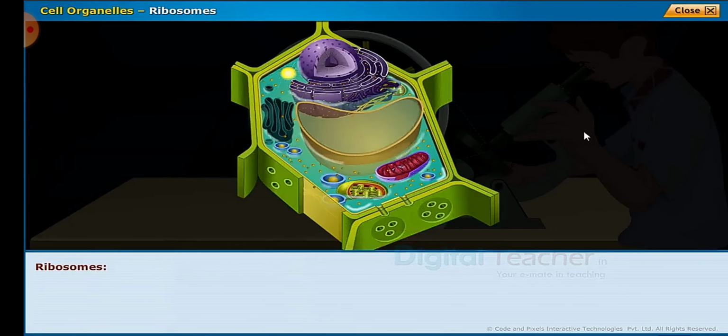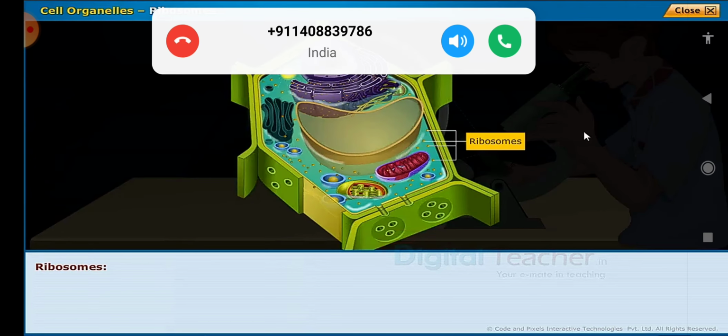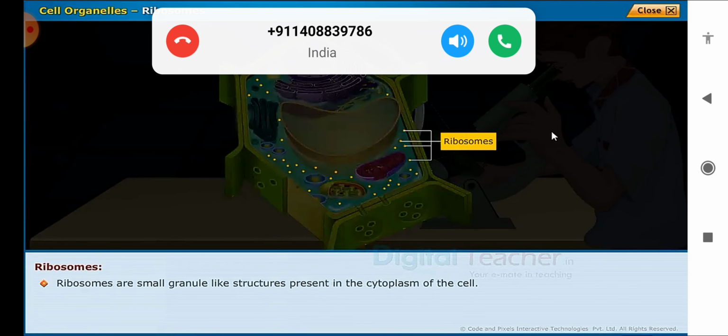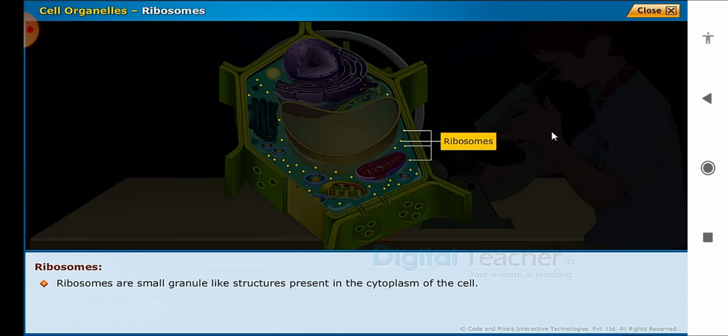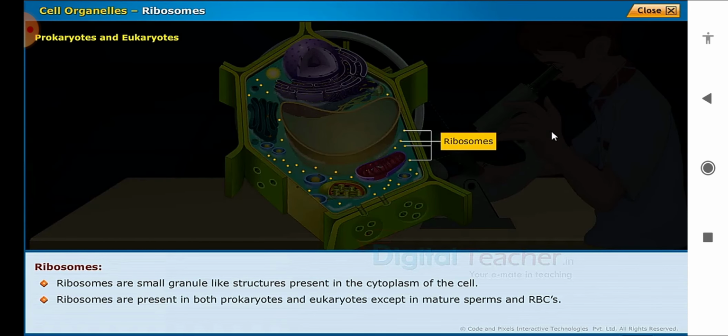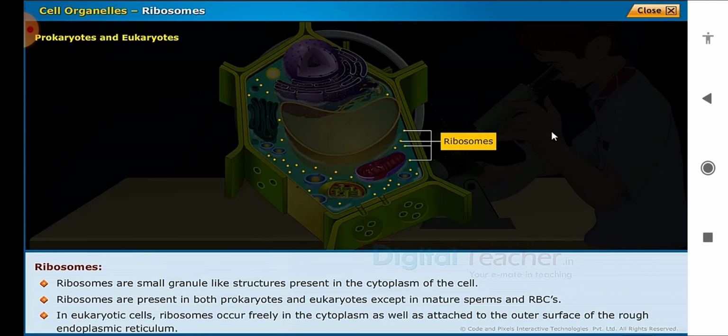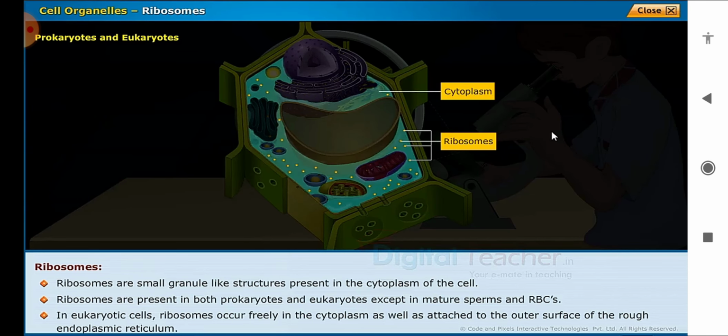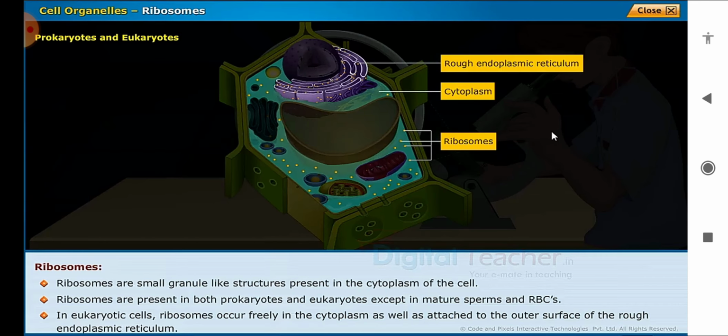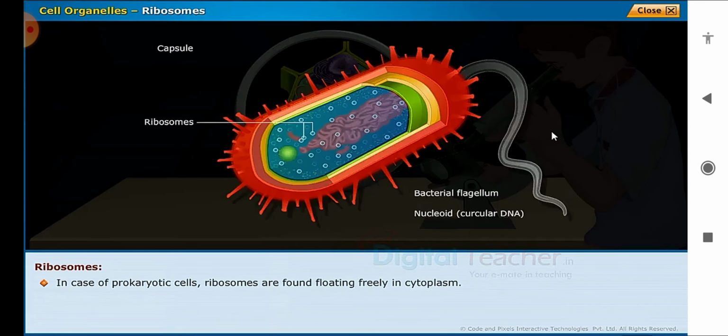Now, let us learn about other important structures present in the cytoplasm of this cell. Ribosomes are present in both prokaryotes and eukaryotes except in mature sperms and RBCs. In eukaryotic cells, ribosomes occur freely in the cytoplasm as well as attached to the outer surface of the rough endoplasmic reticulum. In case of prokaryotic cells, ribosomes are found floating freely in cytoplasm.